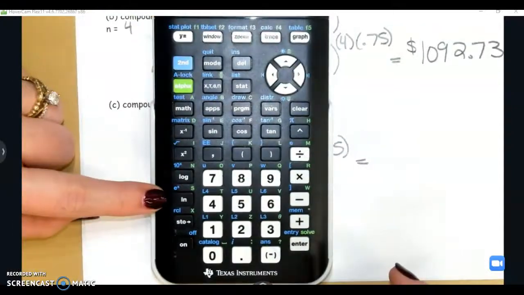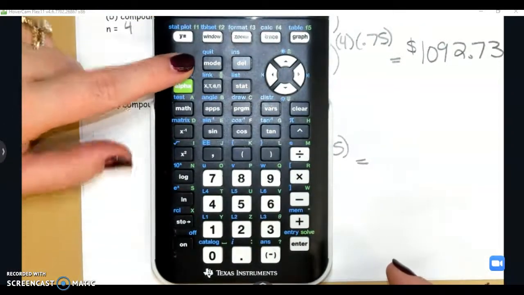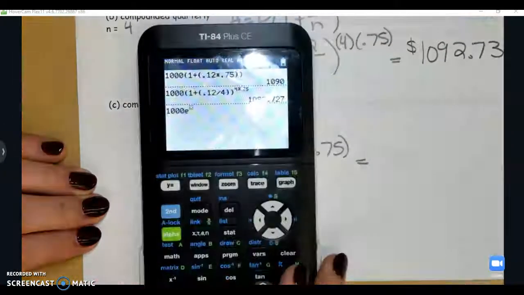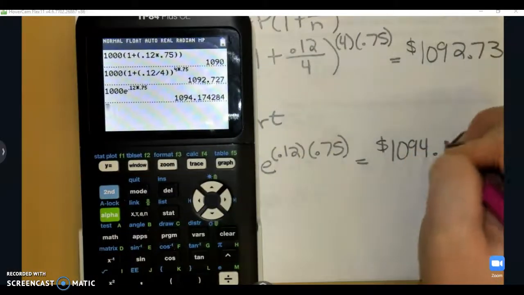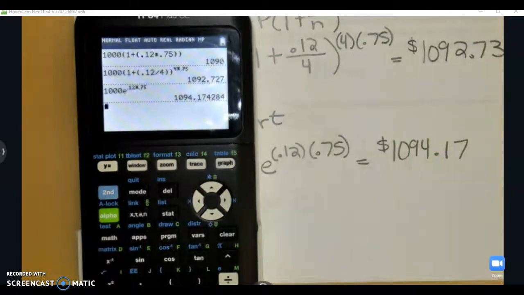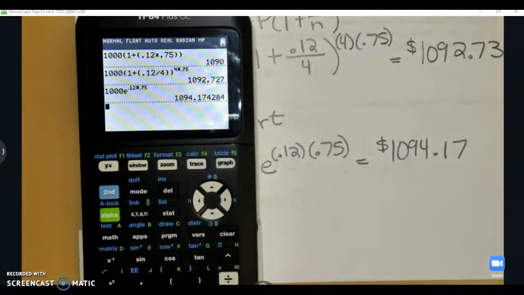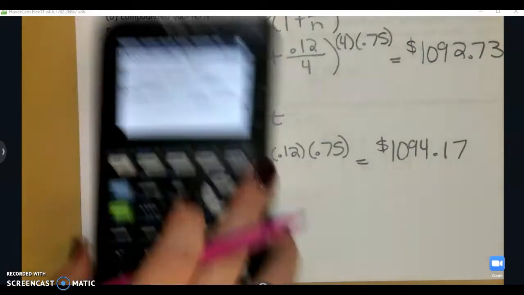Now this is where we need our E button. So the E button, if my camera will focus, is down below on the LN, that blue e to the x power, so you go second, ln, and it pulls up our e. And there we go, about $1,094.17. So the type of account that gives you the most bang for your buck is going to be one where you have continuously compounding interest.